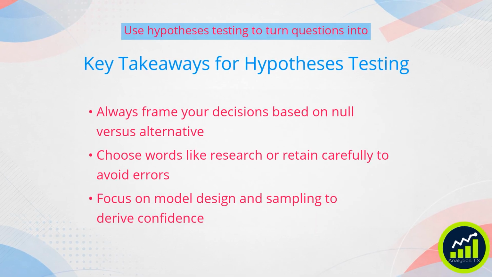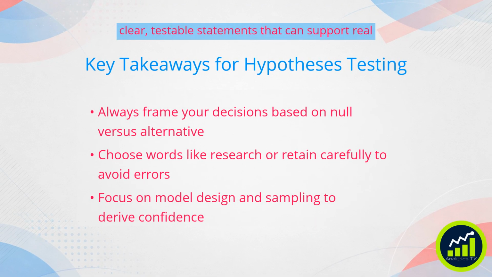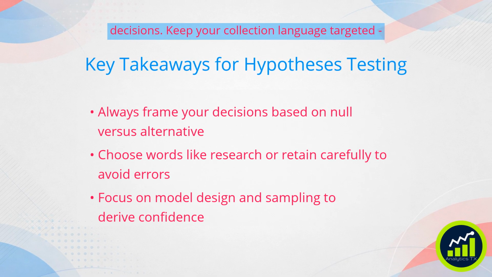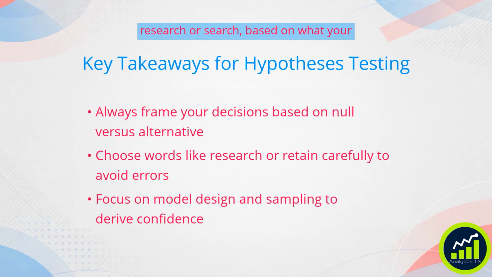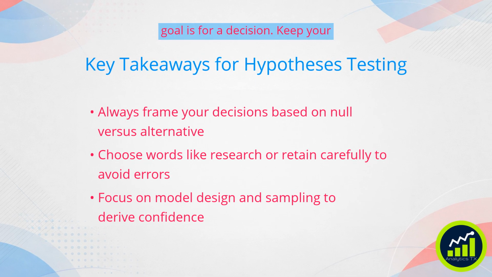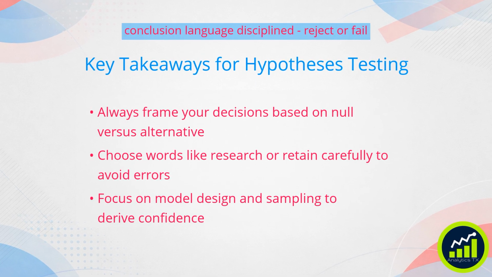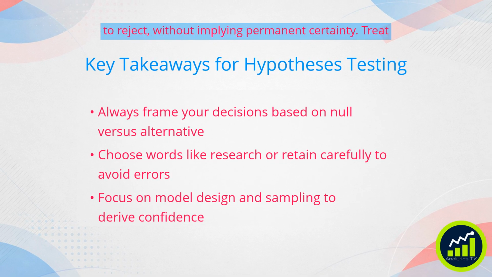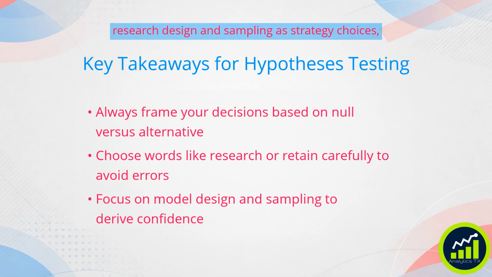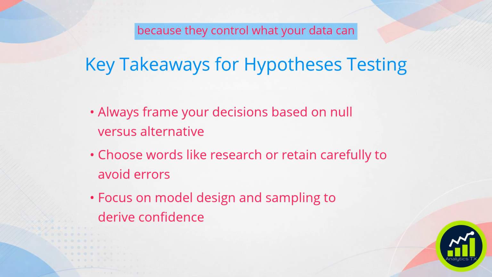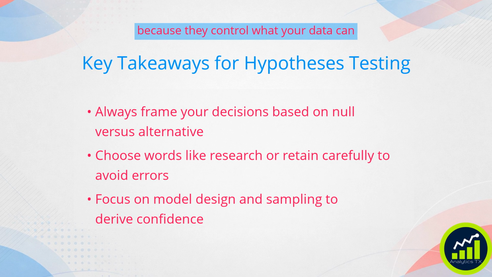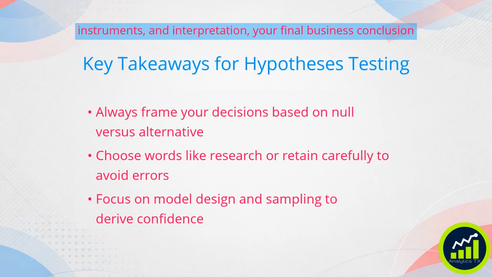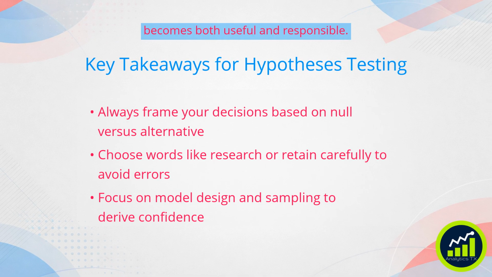Use hypotheses testing to turn questions into clear, testable statements that can support real decisions. Keep your collection language targeted, research or search based on what your goal is for a decision. Keep your conclusion language disciplined, reject or fail to reject, without implying permanent certainty. Treat research design and sampling as strategy choices because they control what your data can legitimately speak for. When you align hypotheses, instruments, and interpretation, your final business conclusion becomes both useful and responsible.